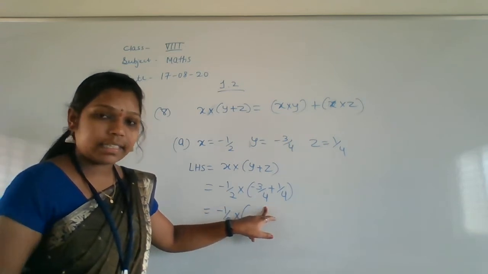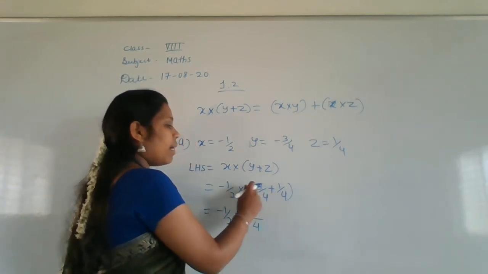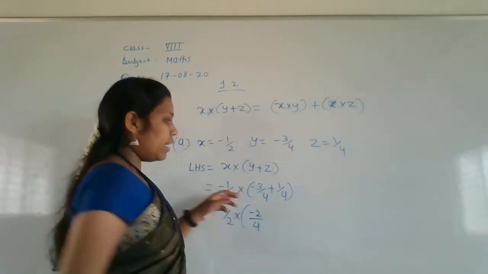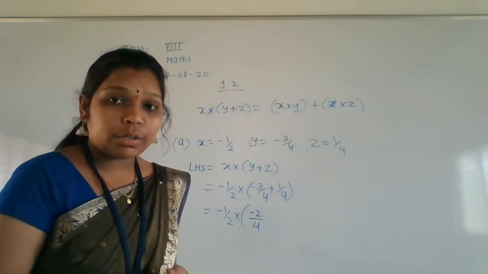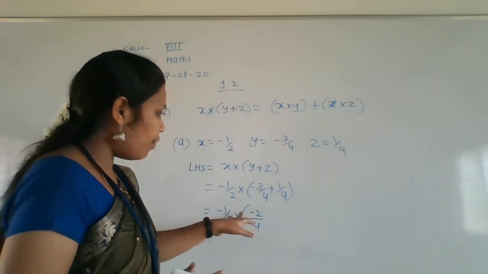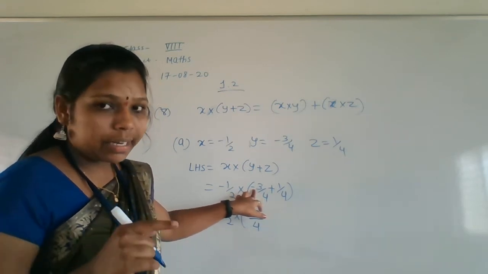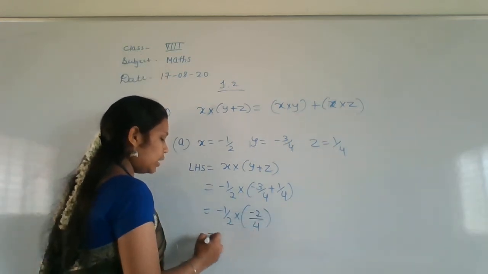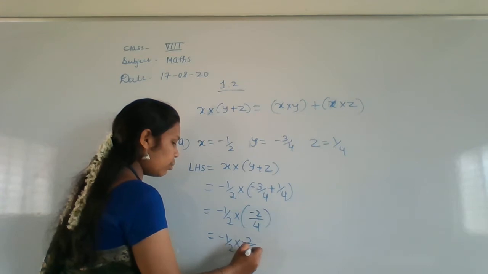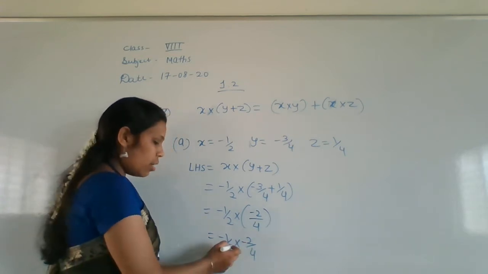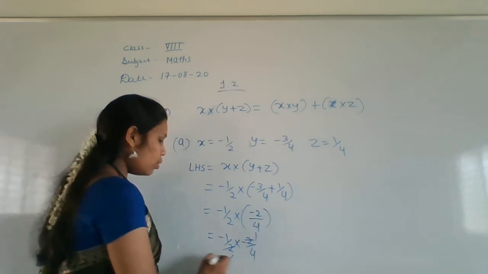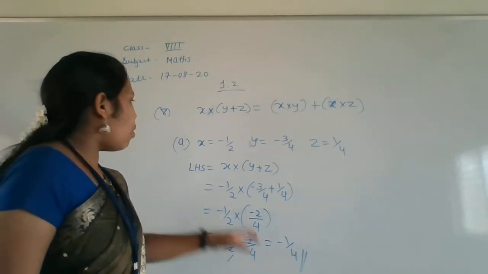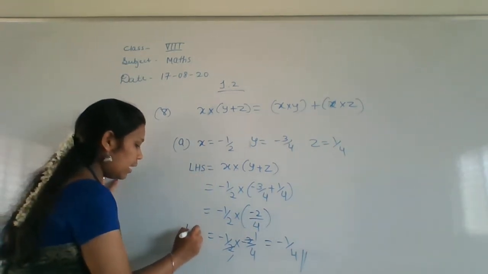The denominator is the same, so no need to take the LCM here. That is nothing but 4 only. Minus 3 plus 1 is minus 2. If one is minus, then we have to do the subtraction and put the sign of the bigger number. The bigger number's sign is minus, that's why I am putting the sign minus. Minus 2 by 4. Okay. So it is minus 1 by 2 into minus 2 by 4. Can I cancel here? 2 ones are 2, 2 ones are 2. Okay. So that is nothing but minus 1 by 4. This is called the LHS value.